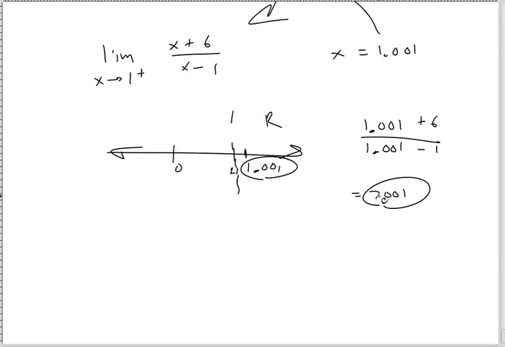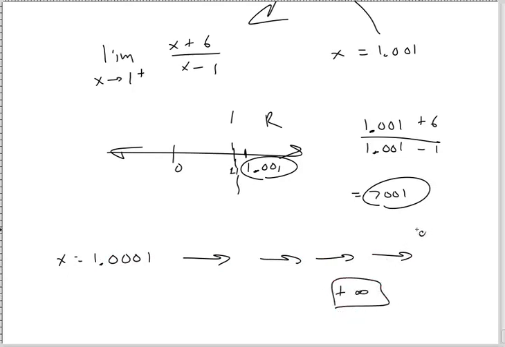And I don't really know what to do. So, hey, what if I plugged in 1.0001 and see what I get? I don't know what you're going to get, but the point is that when you keep going closer to 1, you're going to get closer and closer to positive infinity.